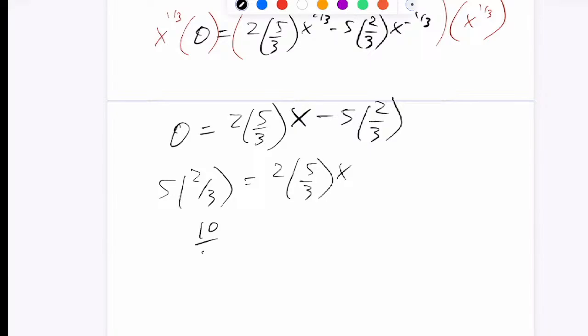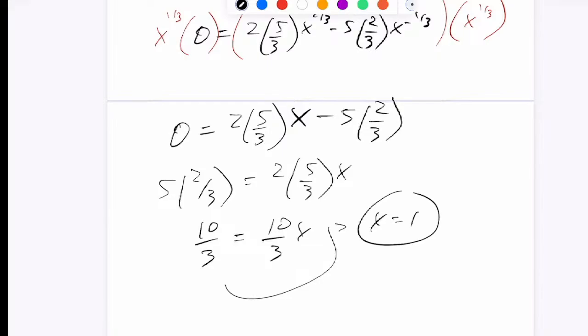So this becomes 10/3 is equal to 10/3 x. So I'm getting x is 1 for that. The x value is 1. In this case they called it the a value, but I just let it be x. So a is 1, and then whatever f at 1 is.